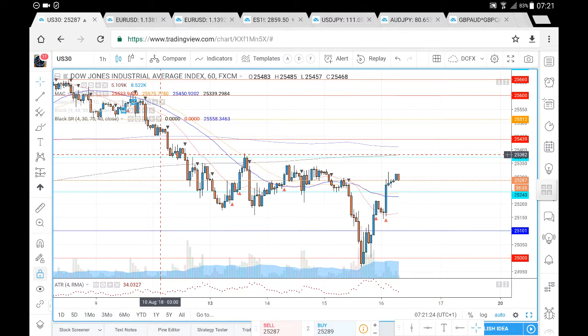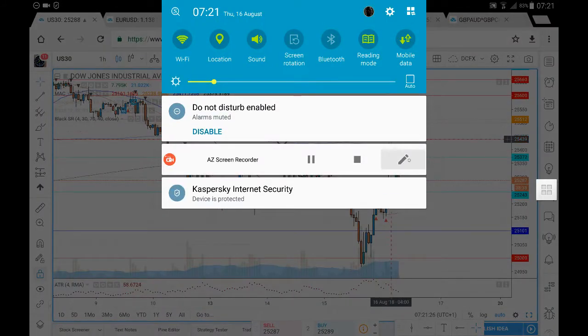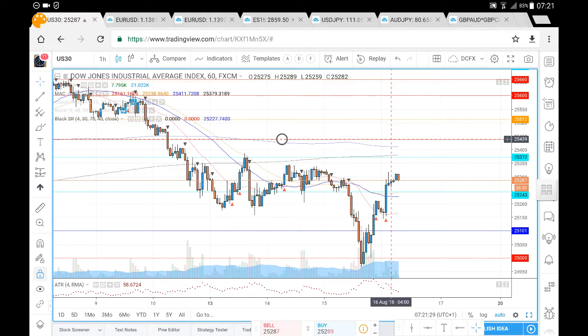So this is the US 30 analysis for Thursday, 16th of August. Now let's just have a look at prices and where prices may likely go. So previously we went into this consolidation here. We went into this price contraction squeeze.